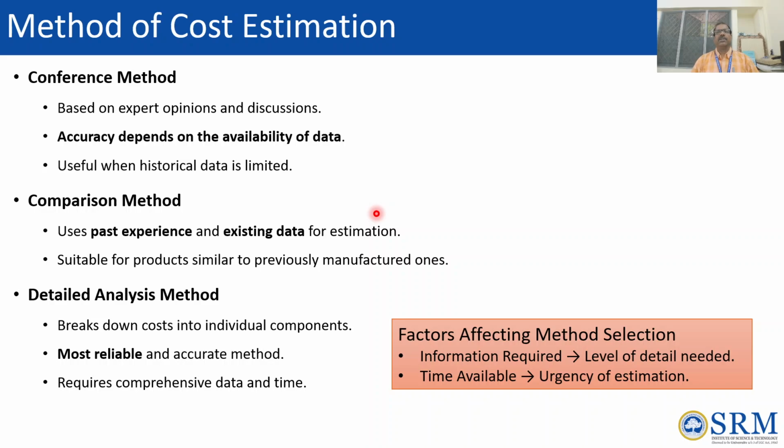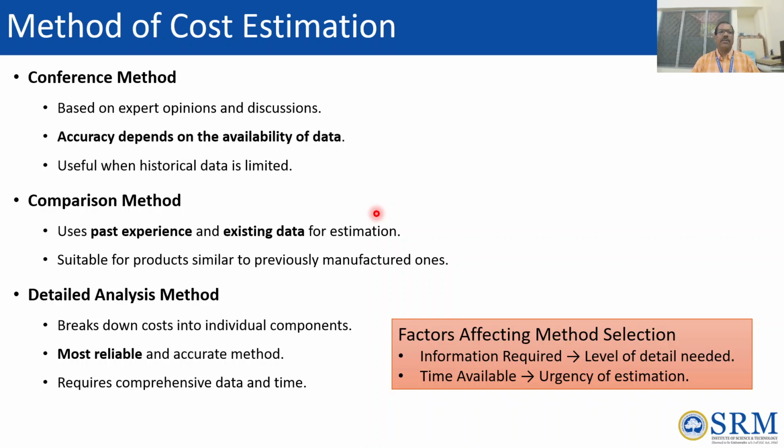So what is meant by the conference method? In a conference, we know that people gather in one place, right? It's the same thing here, based on experts' opinion and discussion. The experts in your particular industry will assemble together, discuss, and estimate some cost. It depends on what data they are bringing with them when they come to the table. Accuracy depends on the availability of data. Without data, if they give some estimation, it again has its own accuracy level only.